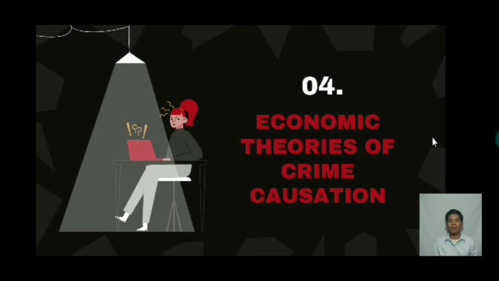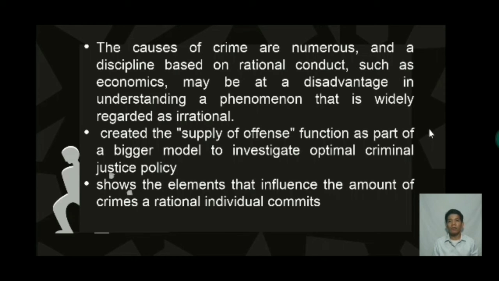So, the fourth topic is about economic theories of crime causation. The causes of crime are numerous, and a discipline based on rational conduct such as economics may be at a disadvantage in understanding a phenomenon that is widely regarded as irrational. The supply of offenses, functioning as part of a bigger model to investigate optimal criminal justice policy, shows the elements that influence the amount of crime a rational individual commits.